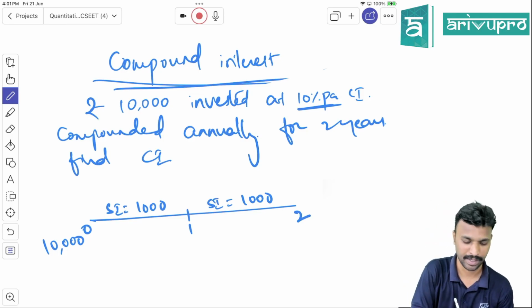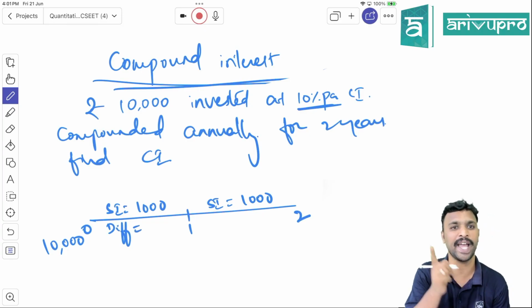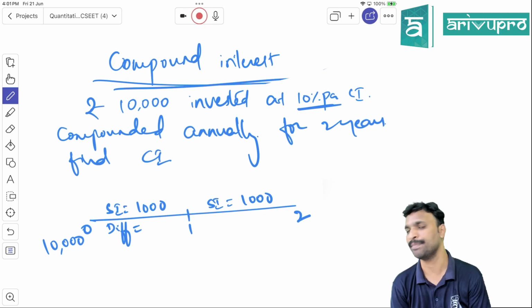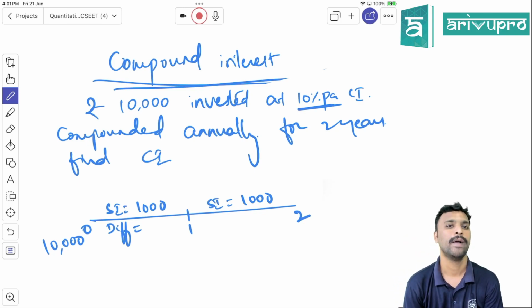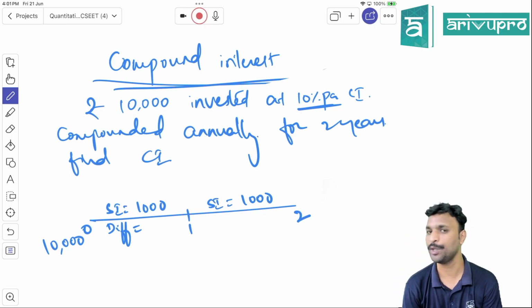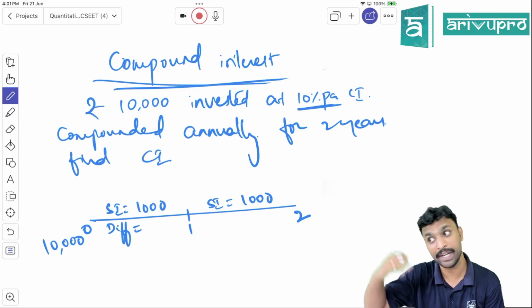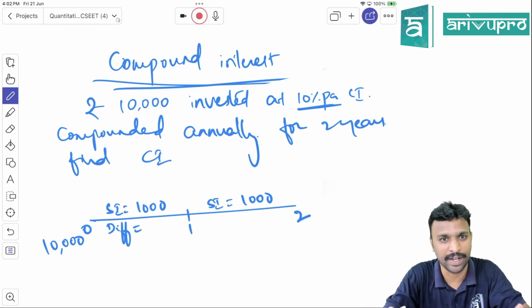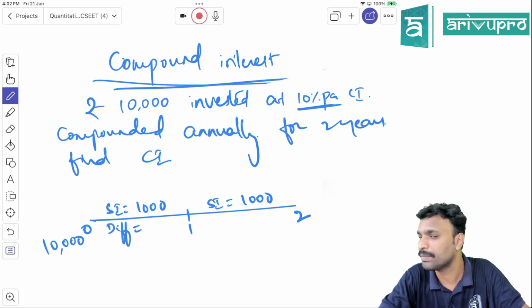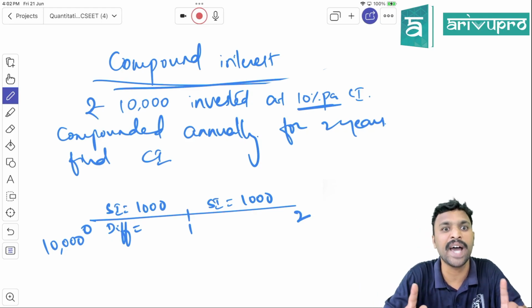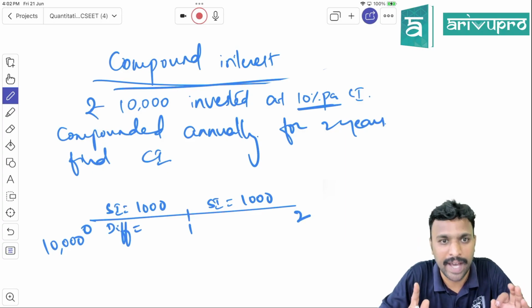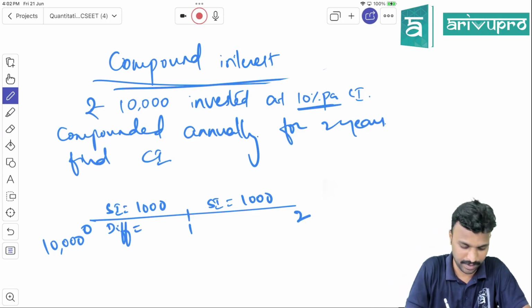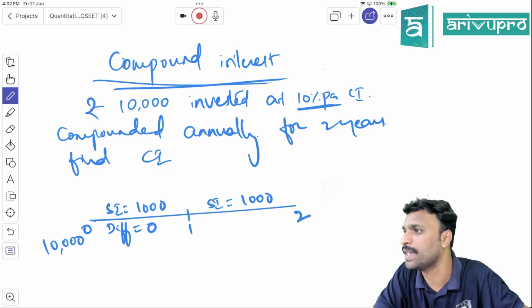Understood? On the bottom of every year, you will be writing the difference between CI and SI, compound interest and simple interest. Now look, in the first year, is the principal going to change in a span of 1 year? No. At the end of 1 year only the principal is going to change. If the principal is not going to change in 1 year, whatever the simple interest gives you, the compound interest also will give you. That means both SI and CI are equal for the first year. If they are equal, what is the difference between them? Difference between CI and SI for the first year is 0.